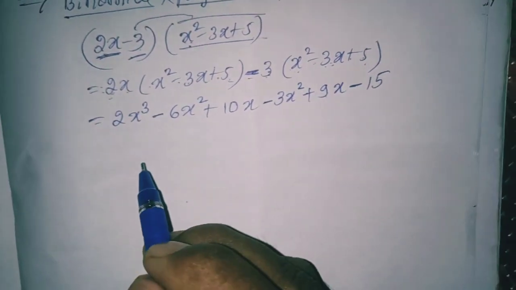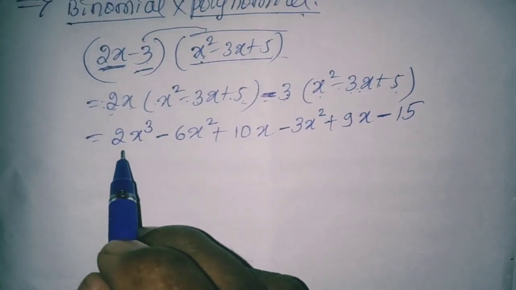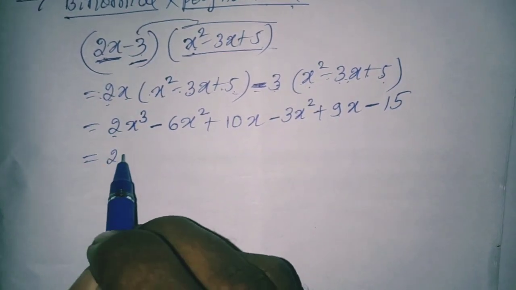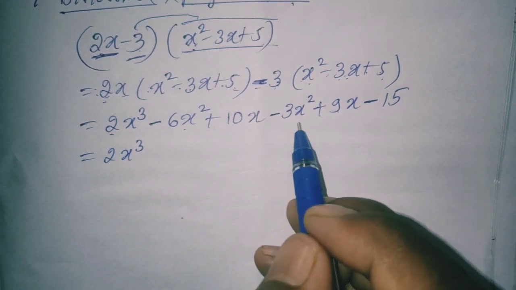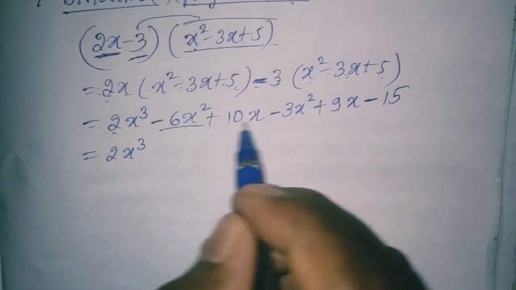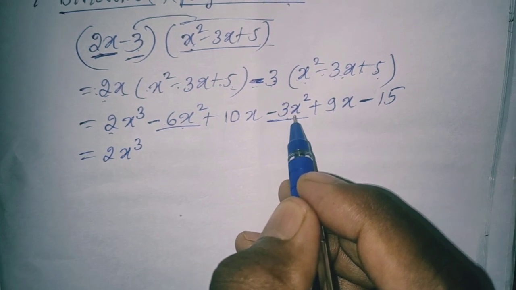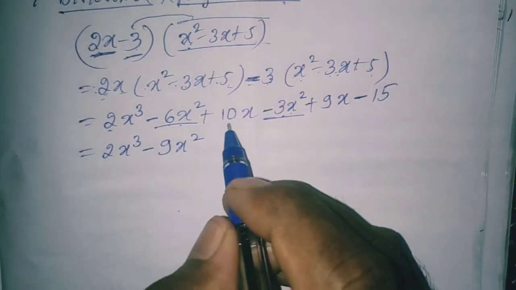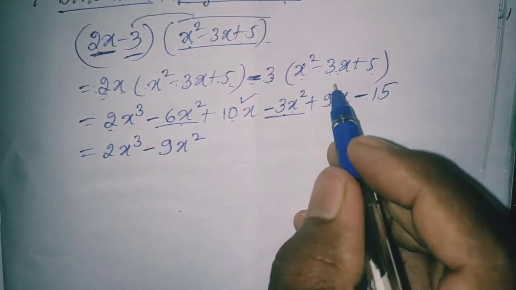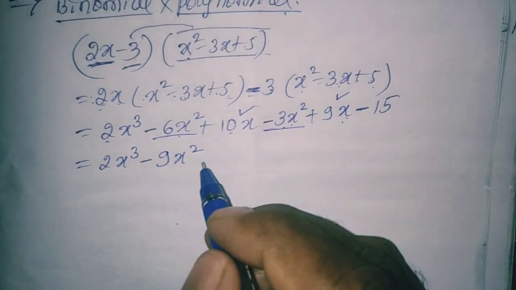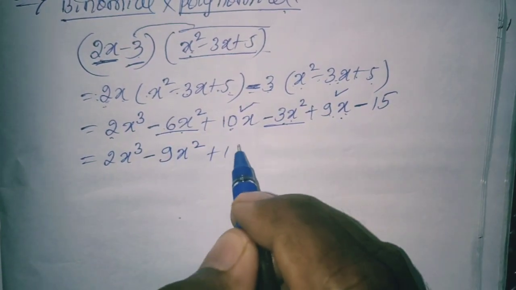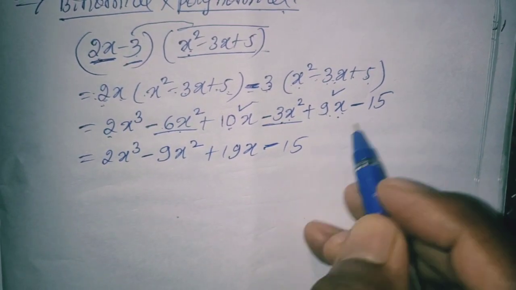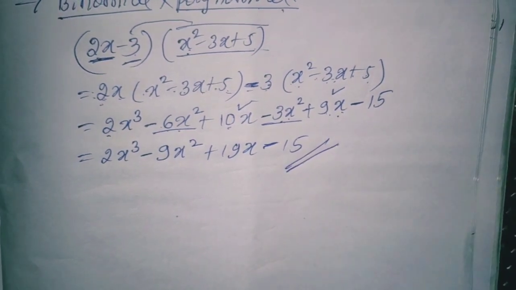Next, here we have to identify like terms. 2x cube is there. Is there any other x cube? No. Keep this as it is, 2x cube. Then minus 6x square, minus 3x square. These are like terms, and the same sign is there. That means we need to add: minus 6 minus 3, minus 9x square. 10x plus 9x, again like terms and the same sign. Add them and keep the same sign: 10 plus 9, 19x. Then minus 15. Only one term is there, so we cannot add it with any term. So this is the answer.